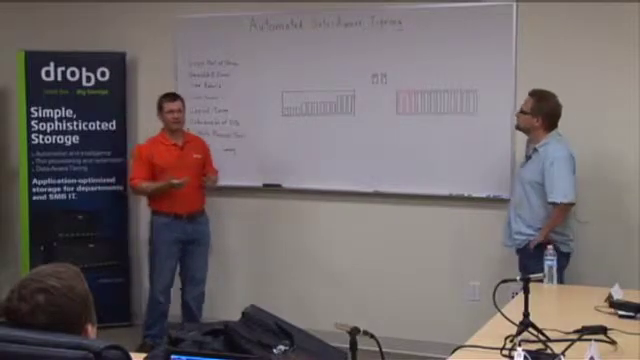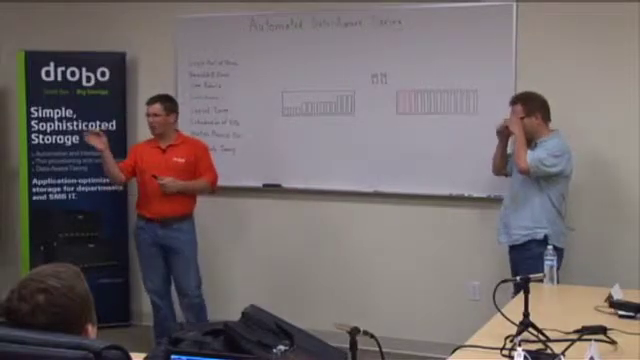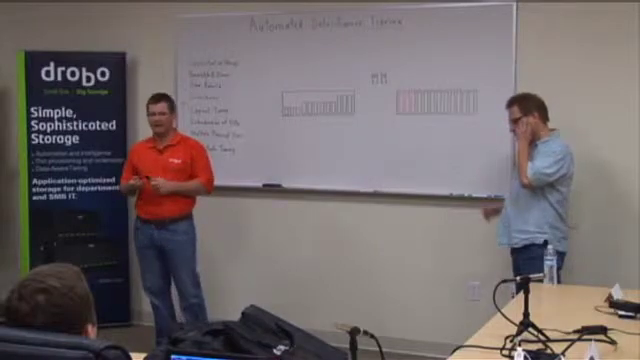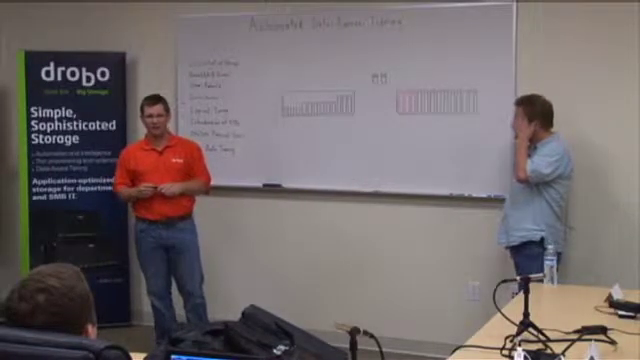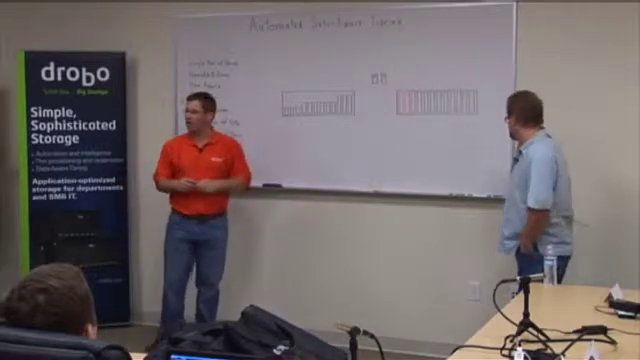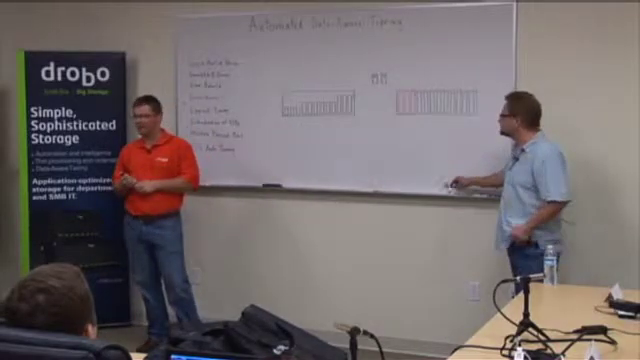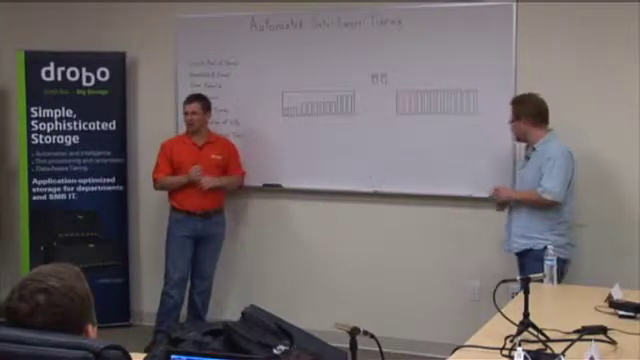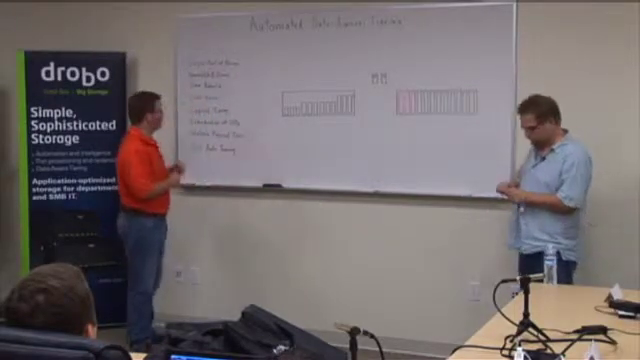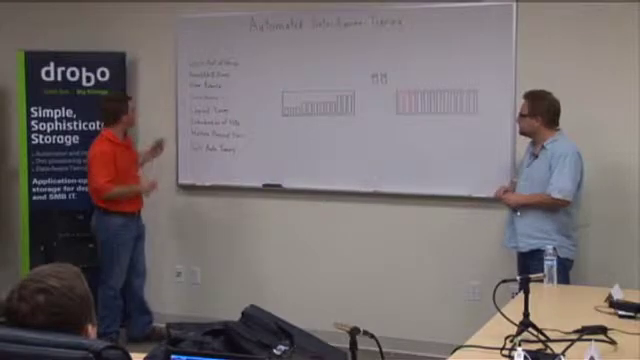The only thing the user has to do is select one checkbox, your data protection policy. Do you want to protect from a single drive failure or two simultaneous drive failures in a Drobo? And that's it. There is no unprotected mode inside of a Drobo. So off the bat, just the introduction of drives into a Drobo and pooling them is very simple.